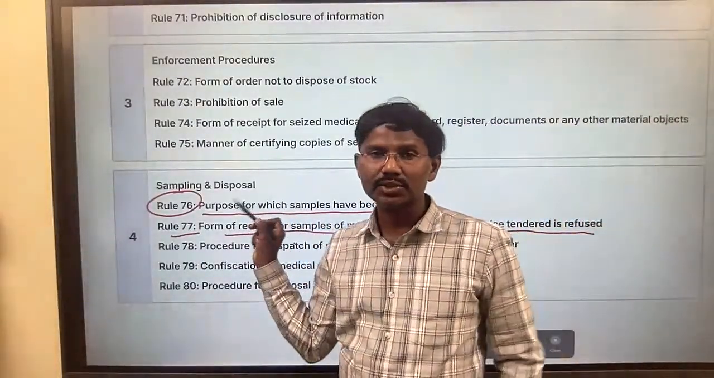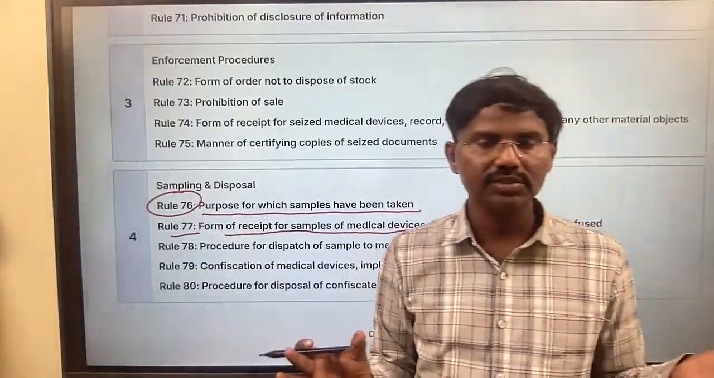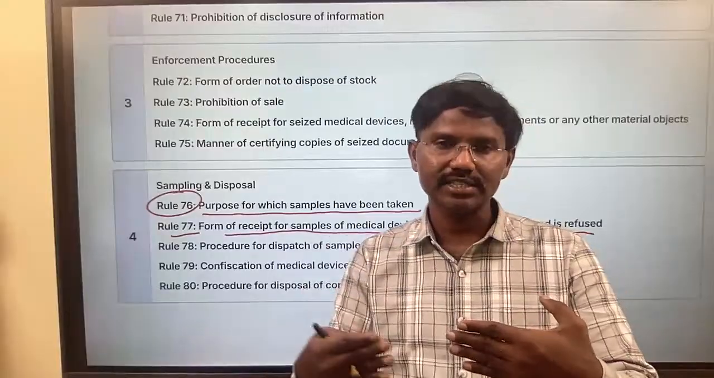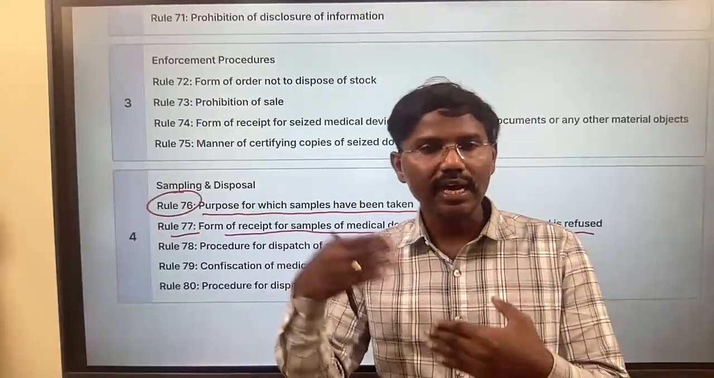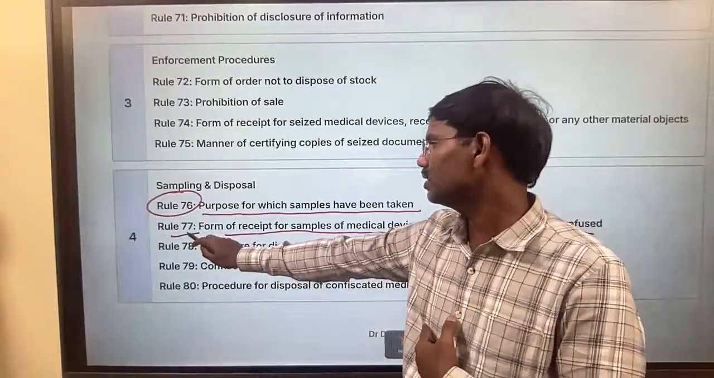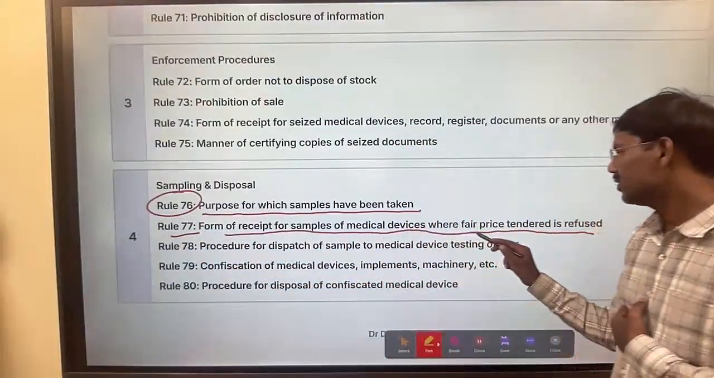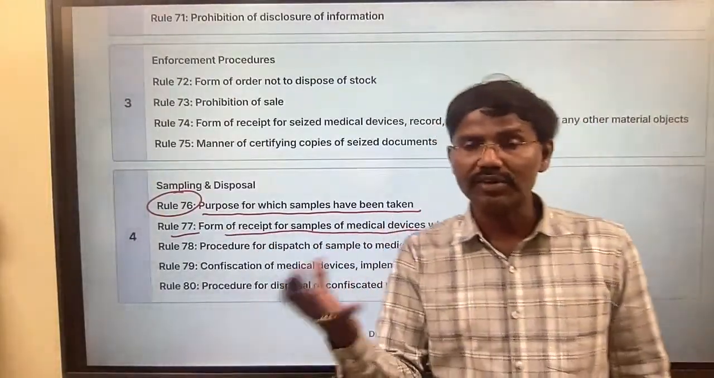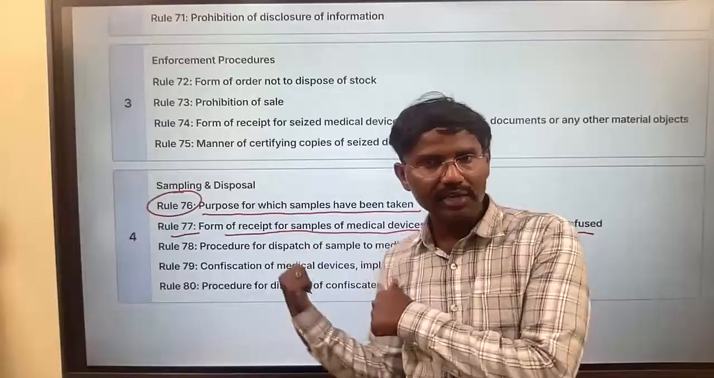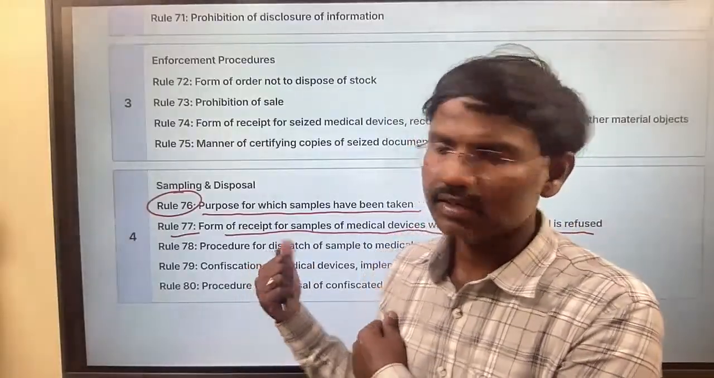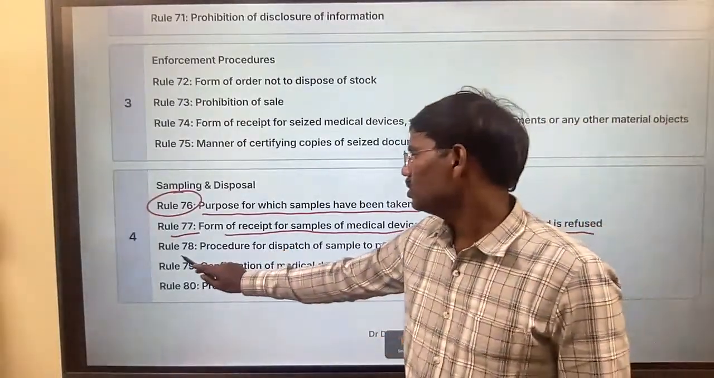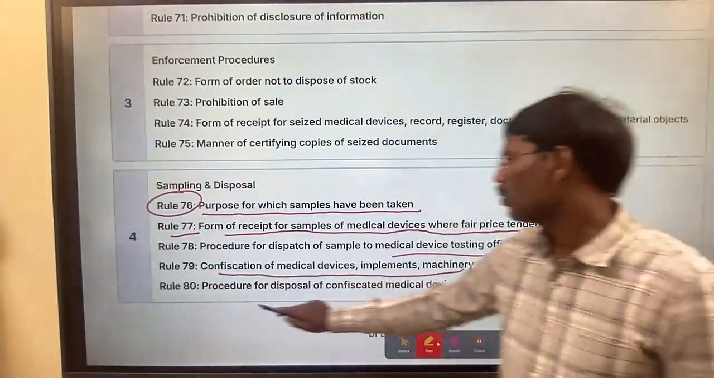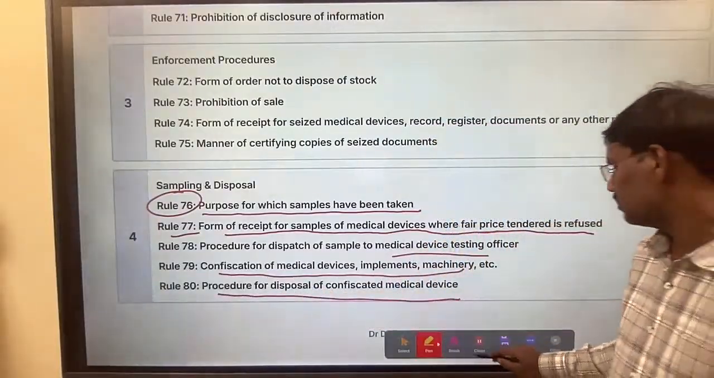So you can take any medical device by informing, and at the same time when you are taking it, you must offer the tender price, the fair price. If they are rejecting that fair price, you can issue a receipt under 77, a form of receipt for whatever samples you have taken. If they are refusing the fair price, you can give a receipt in form number 37. And rule 78, procedure to dispatch samples, rule number 79, confiscation of medical device, and rule number 80, procedures of disposal of confiscated medical device.